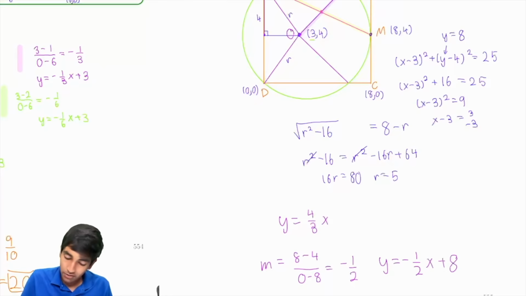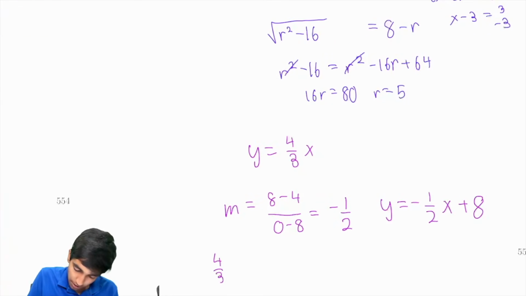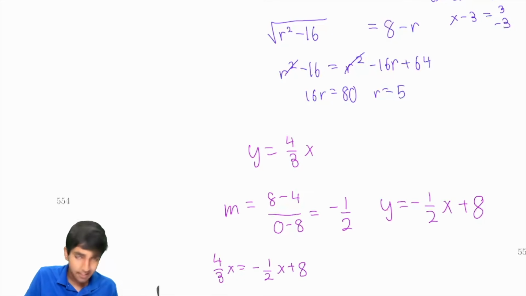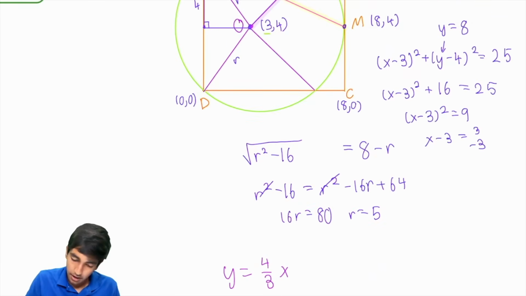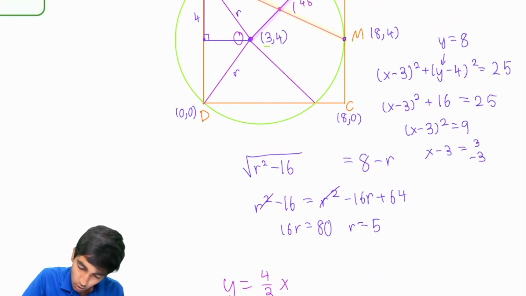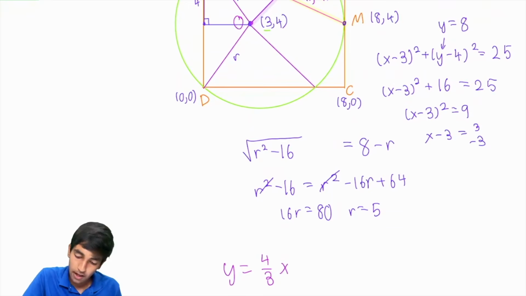So now all we have to do is solve this system of equations. One variable, super easy. 4/3 x equals minus 1 half x plus 8. Let's add half x to both sides. We get 8/6 x plus 3/6 x is 8. So x is 6 over 11 times 8, 48 over 11. So x is 48 over 11. And then y is 4/3 of that, 64 over 11.